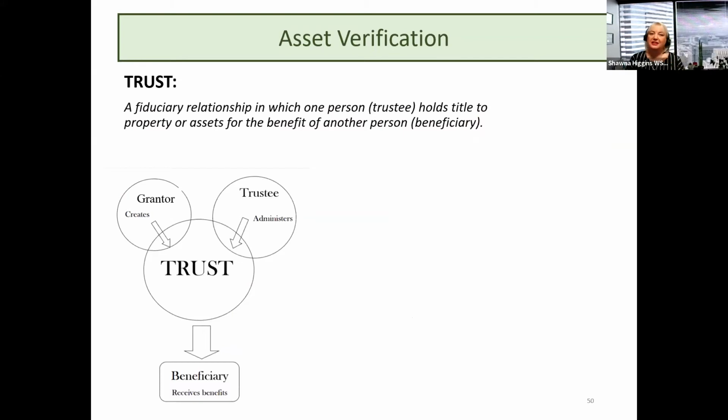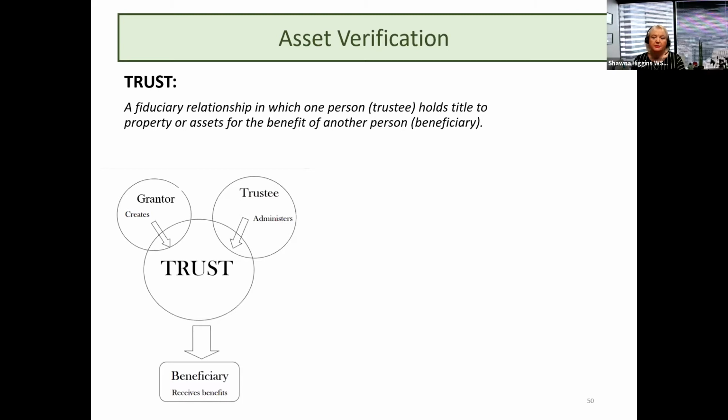All right, so let's jump into trusts. There are a lot of different kinds of trusts out there. We're just going to touch on a basic one. If you have any trust and you get the paperwork and you're still not really sure, you can always reach out to your portfolio analyst and they can muddle through it with you and try to come up with the best possible answer for you. So a trust is a fiduciary relationship in which one person, the trustee, holds the title to property or assets for the benefit of another person, the beneficiary.